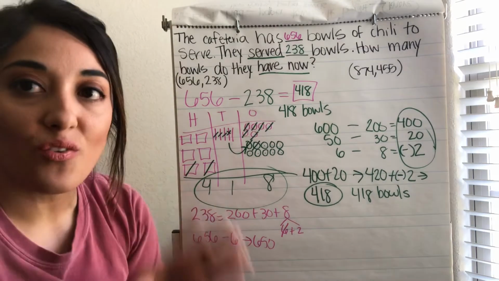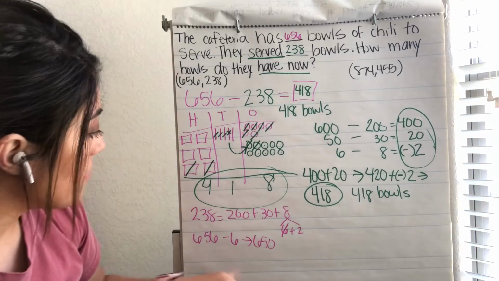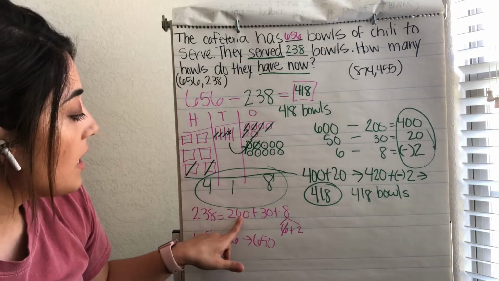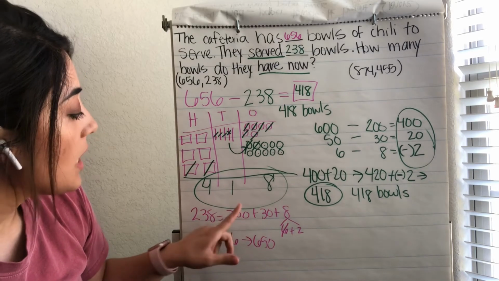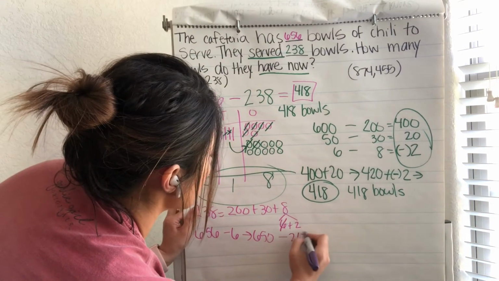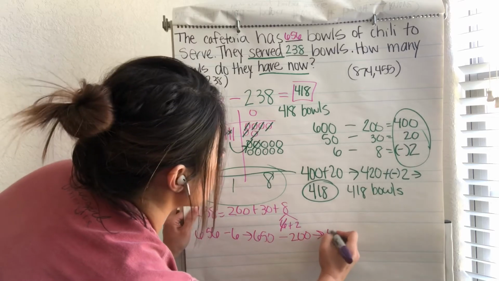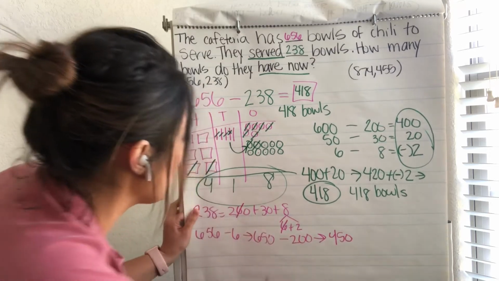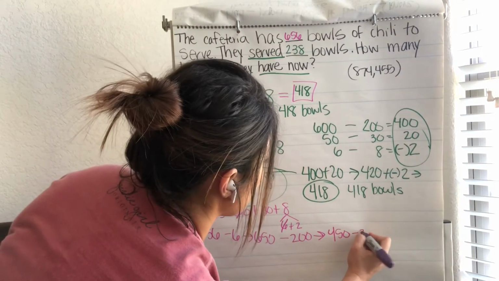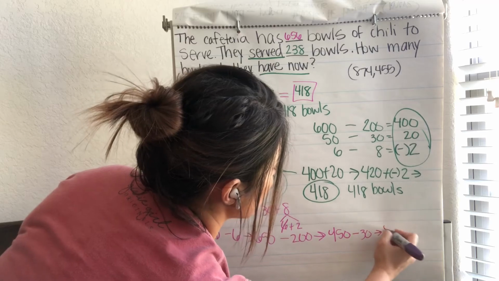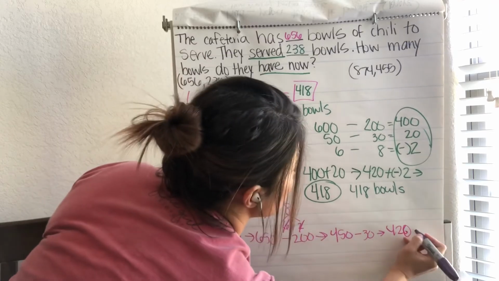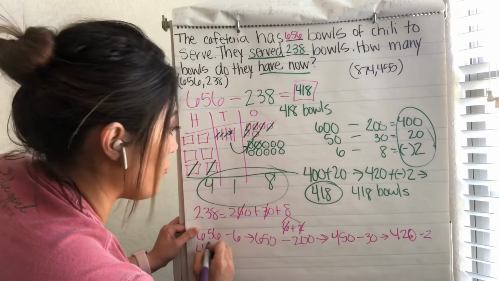So here I see this 50, and I'm gonna notice that and come back to that in just a second. And I know that I can probably go ahead and take away the 200, okay? So let's see here. So if I do minus 200, that will get me to 450, okay? And then I have my 30, and that will get me to 420, and then I just have my 2 left to get me to 418.